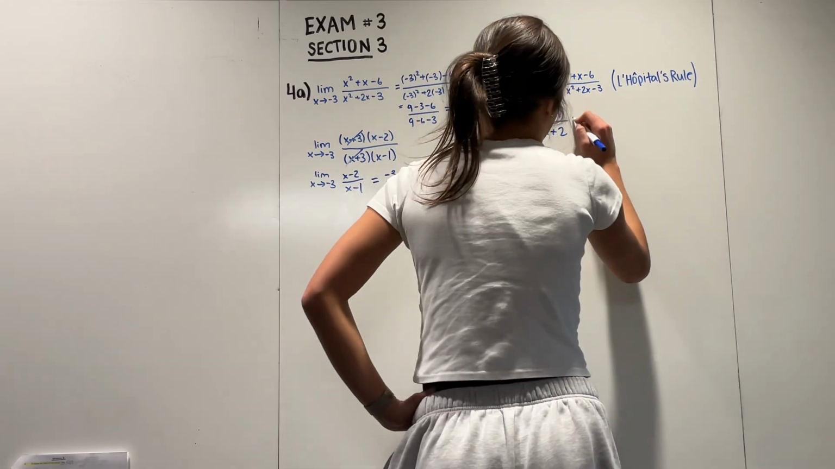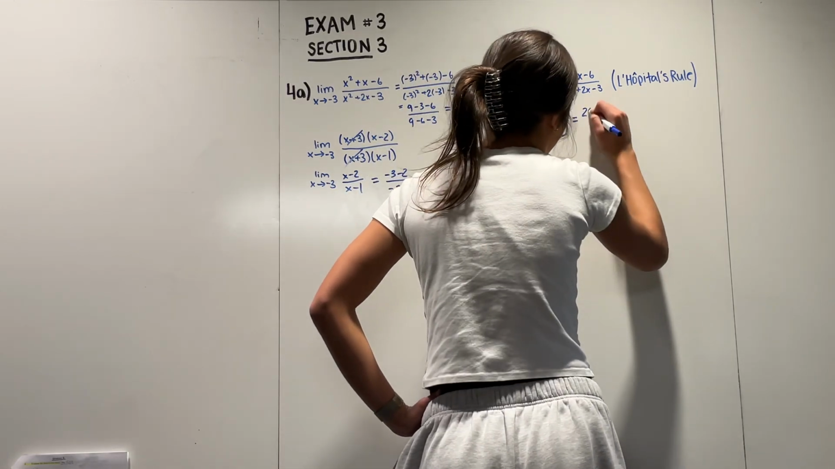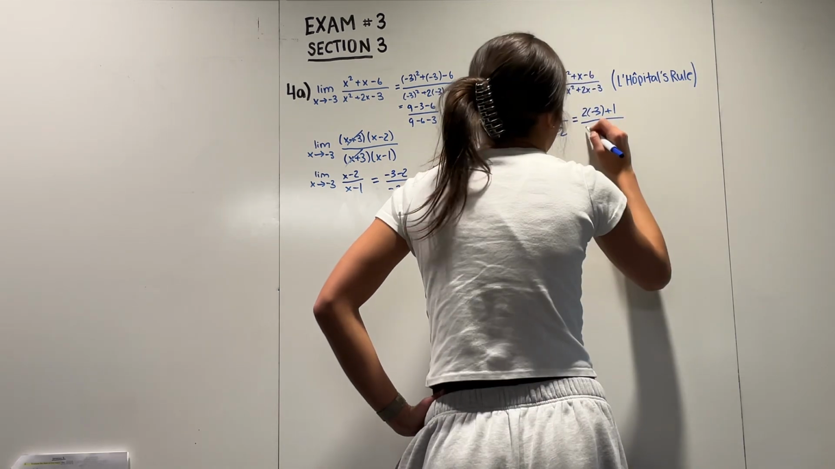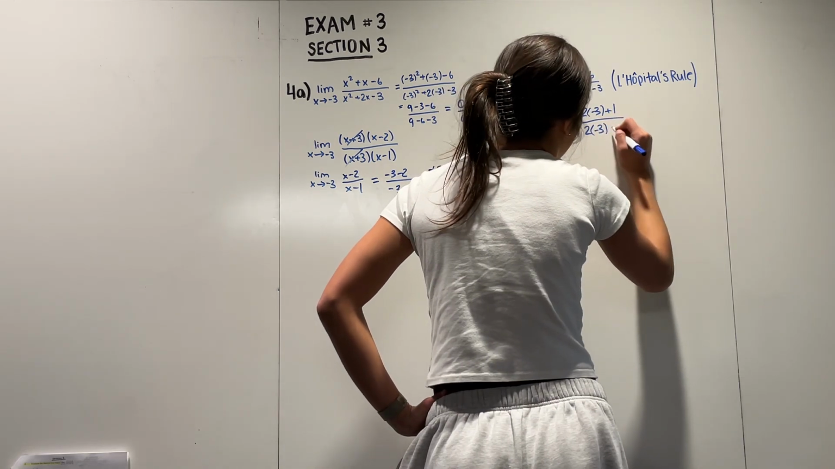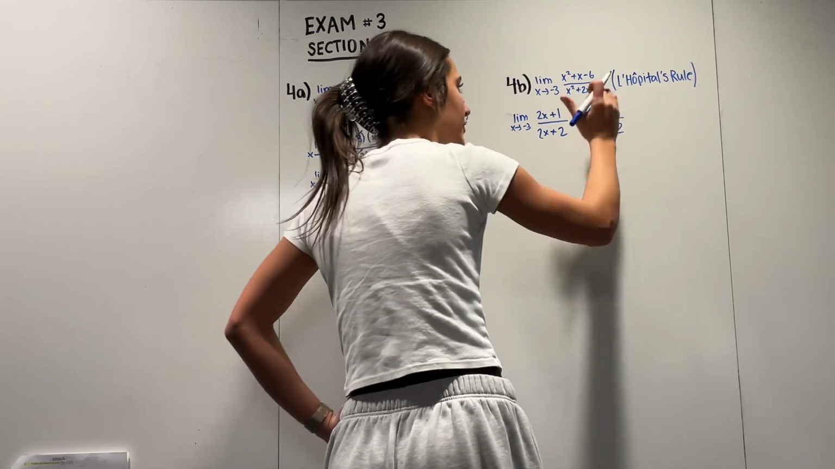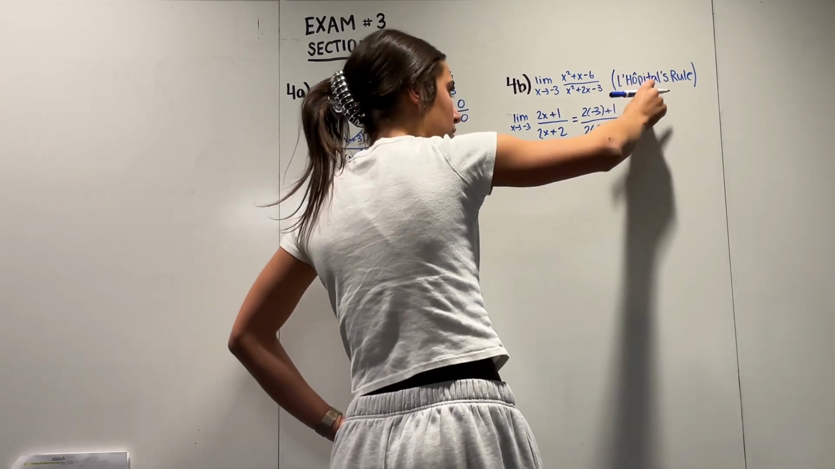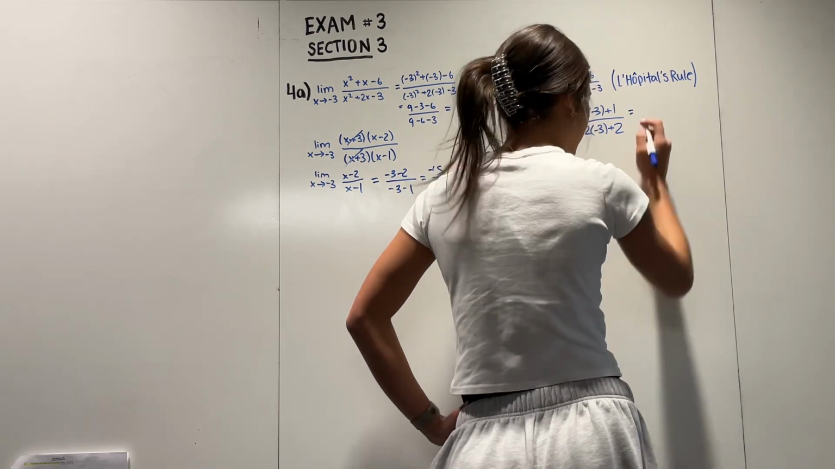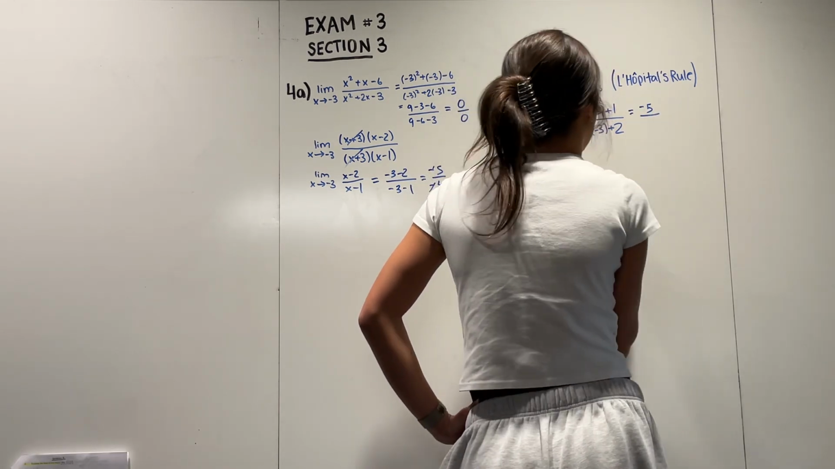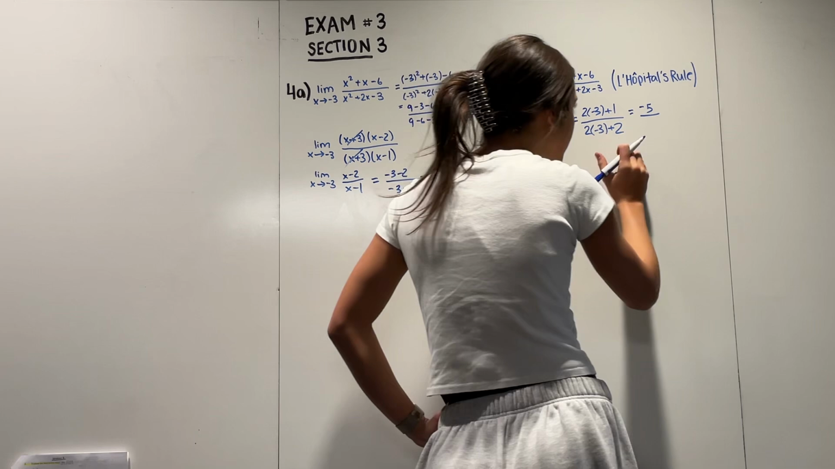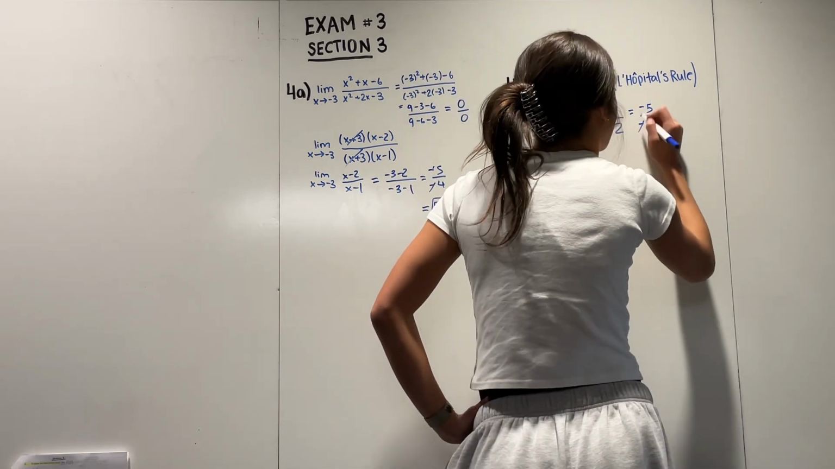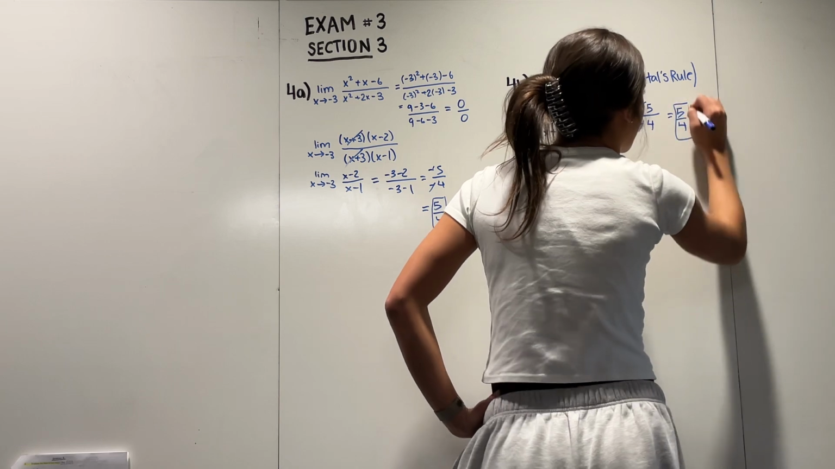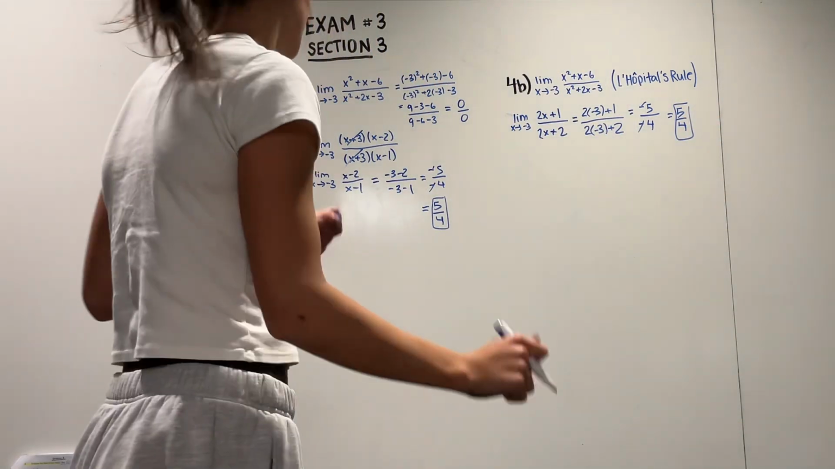We're going to plug in the -3 now. 2 times -3 plus 1, and then 2 times -3 plus 2. So -6 plus 1 is going to equal -5, and then -6 plus 2 is going to equal -4. And again, these cancel out, and you'll end up with 5 over 4. And the limits are the same, so the answer is correct.